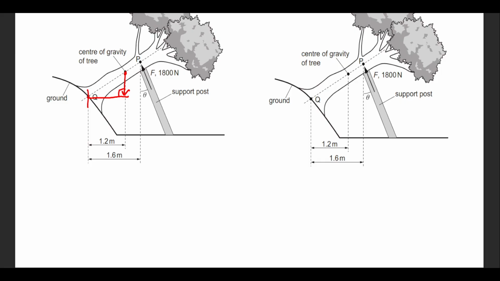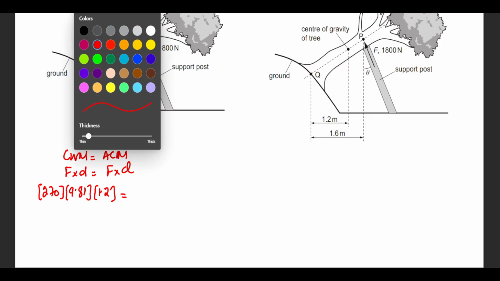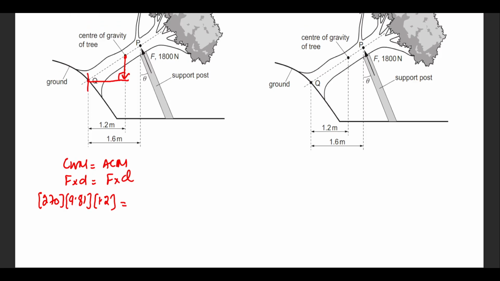basics. So the sum of all the clockwise moments should be equal to the sum of all anti-clockwise moments. This will be force into distance equals force into distance. This should be mg of the weight of the tree, which is 270 into 9.81 multiplied by the distance, or the perpendicular distance between the line of action of force and the pivot, which is 1.2. This side is not the problem. The problem is on the other side. How to visualize the perpendicular distance?